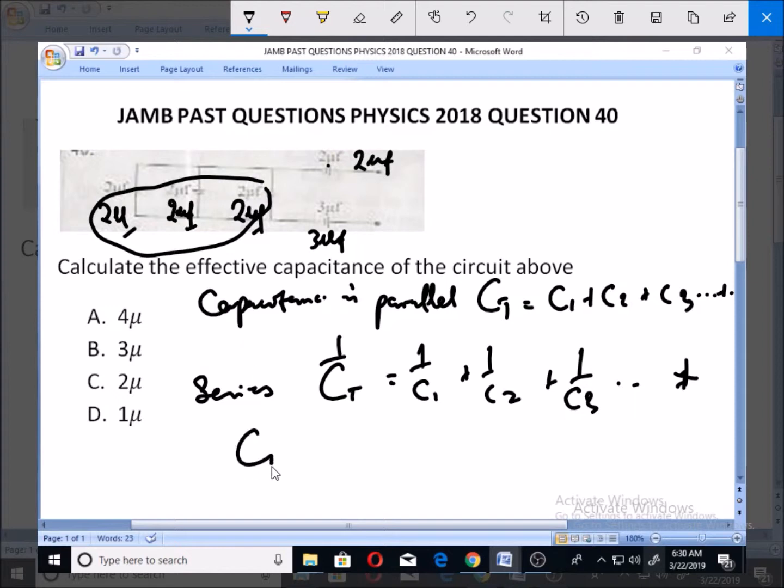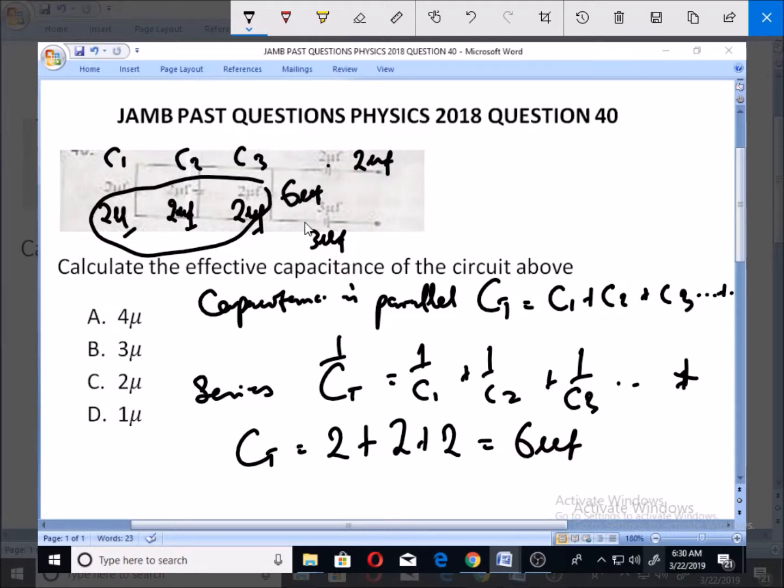So since these are in parallel, the total of these 3 is going to be C total is equal to C1, which is 2 microfarad, plus C2. This is C1, this is C2, this is C3. C2 is also 2, C3 is also 2, which will give us 6 microfarad. So since you have everything here to be the same thing as 6 microfarad, then you have these 3 in parallel. This is in parallel with this and in parallel with this because they are just connected like this, unlike this one that is in series with this and in series with this.